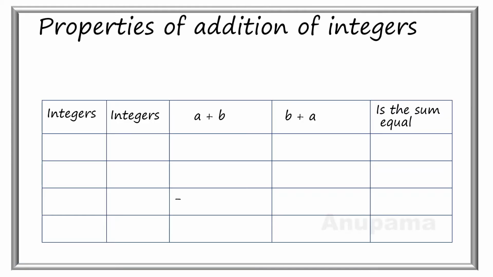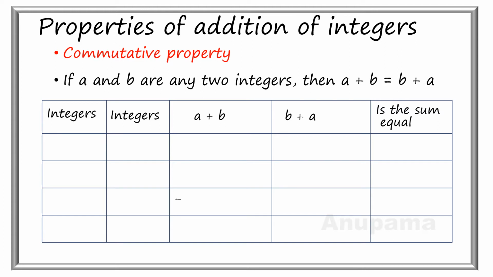Let us take another property, the commutative property. This property says if a and b are any two integers, then a plus b is equal to b plus a. It means if we change the order, it doesn't matter. The sum is equal. For example, if one integer is 13 and another is 6, both positive integers, if we add, we get 19. And if we change the order, 6 plus 13, then also we get 19. It means the sum is equal.